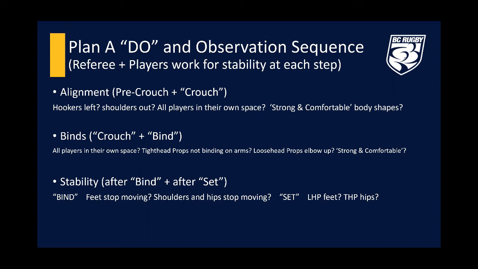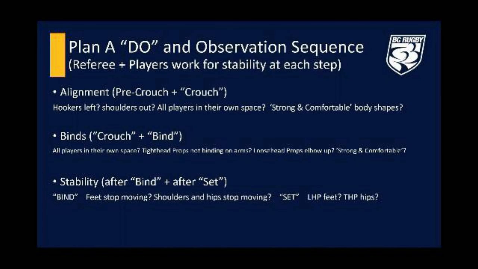After crouch, we look at the binds. Again, are all players still in their own space? Are the tight head props binding on the body, not the arm? Are the loose head props scrummaging with their elbow neutral or up, not in a down facing position towards the ground? And ultimately, are they in a strong, comfortable position at bind? Arguably the most referee-driven component is the timing after bind and before set. After bind, have the feet stop moving and have the shoulders and hips settled. And after set, is the scrum in a stable position?